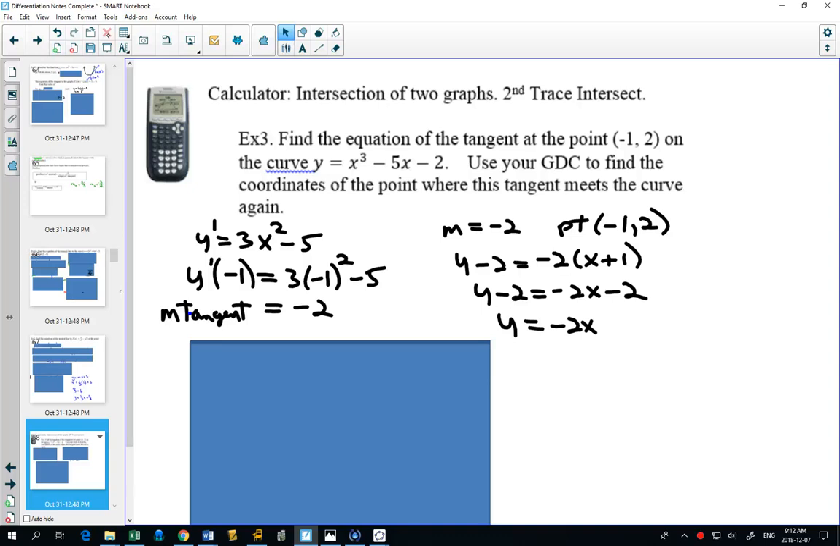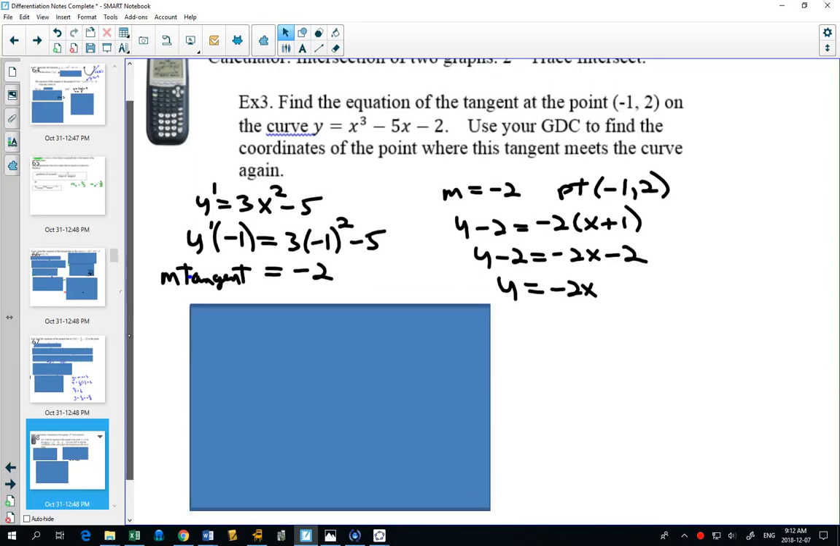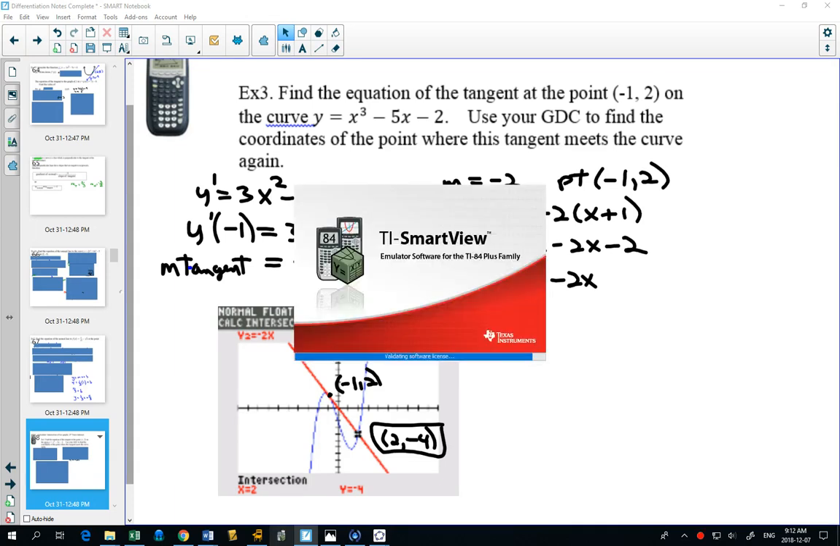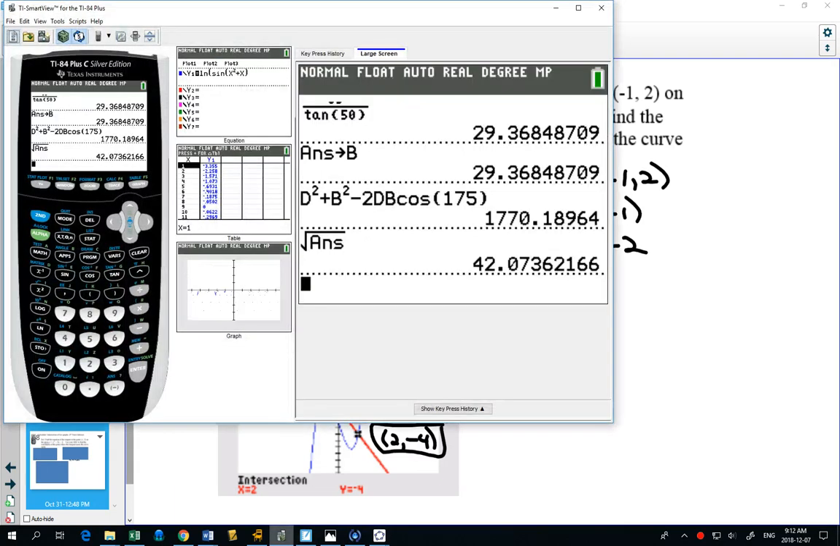So what we could do on our graphing calculator, because part B says use your graphing calculator to find the coordinates of the point where this tangent meets the curve again. So what we want to have on our calculator is this picture. I'm going to draw my original graph. So go to my calculator, graph y equals x cubed minus 5x minus 2.